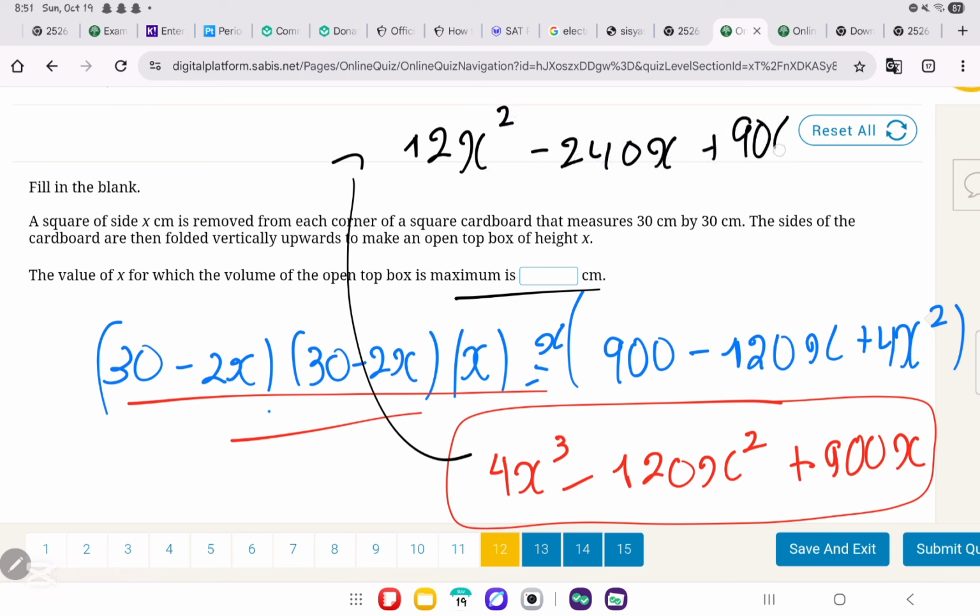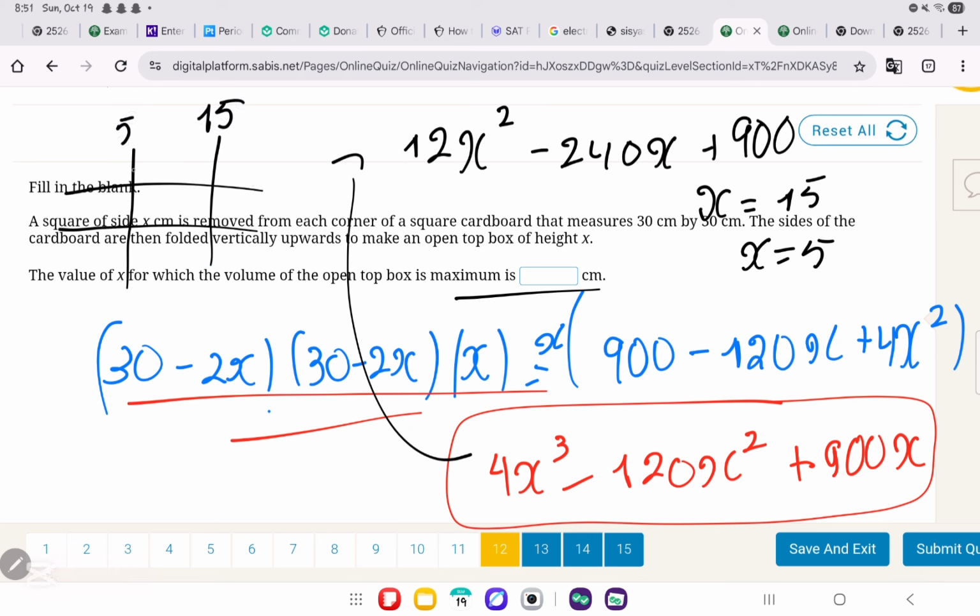Now what do we do in this scenario? We need to find the roots, okay? So 12, minus 240, 900. We will get two roots, which are x equal to 15 and x equal to 5. Now, after this point, we'll just need to make a table of variation. 5 and 15.